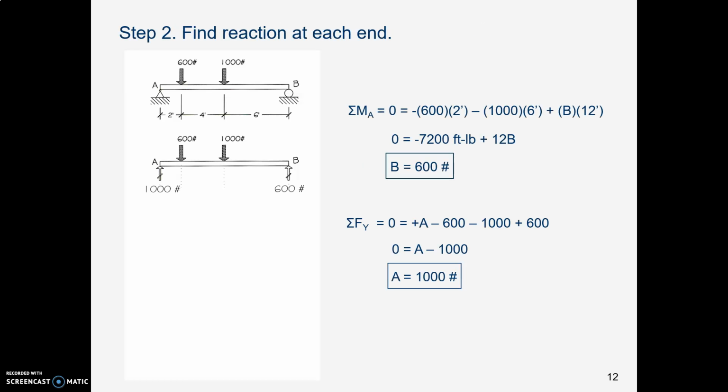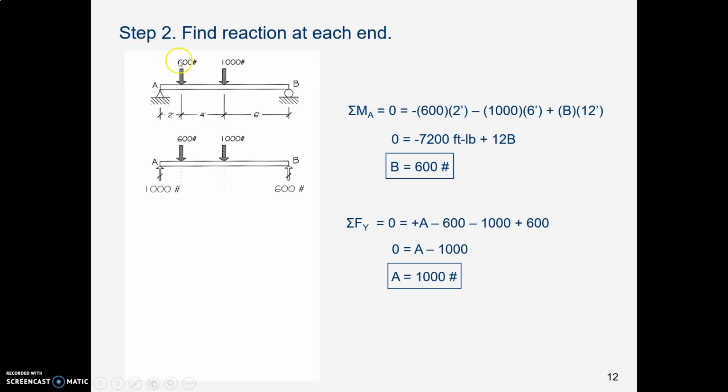And for the next step, we'll figure out how big the reaction is at each end. All right, so because it's not symmetrical, we'll need to use the sum of all moments equals 0. I'm taking moments around point A, so I wrote sum of all moments around A equals 0. And what have we got?